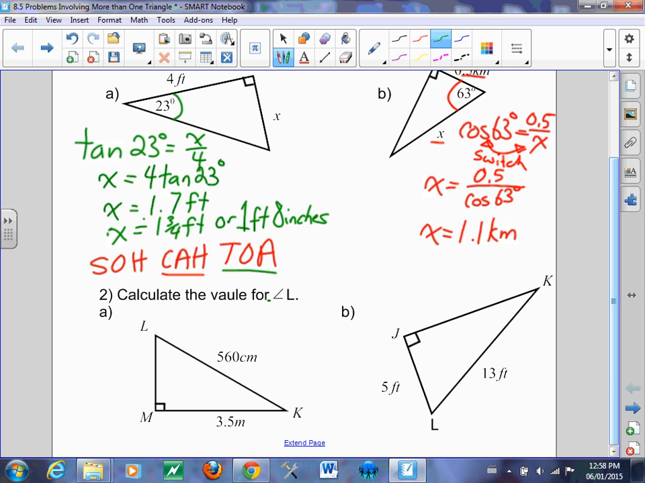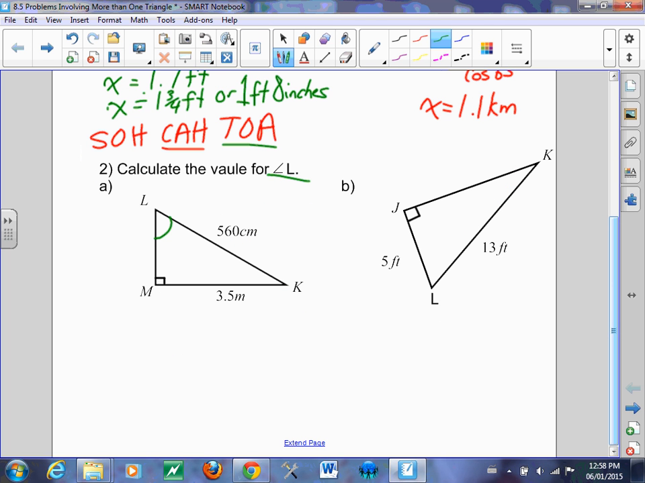All right, example 2 for your warm-up. Now we're finding the angle. So it asks you for angle L. Okay, so taking a look here, folks, for 2A, where do we have our information? The opposite side and the hypotenuse. But I want you to star this. Why do we have to be careful with this one? Okay, look very carefully. The opposite side is 3.5 meters, and the hypotenuse is 560 centimeters. Whenever we do ratios, folks, we always have to have same units. So you got to watch here for same units.